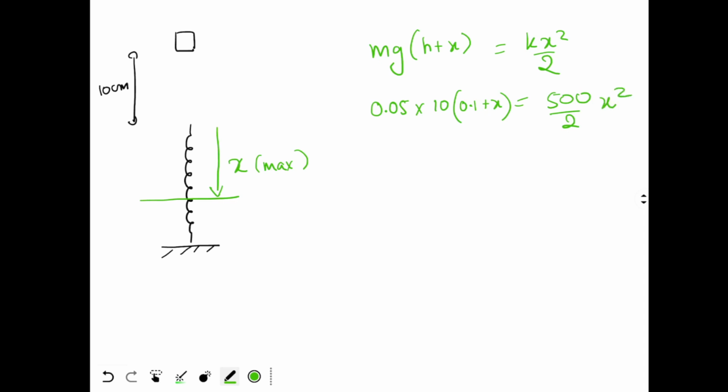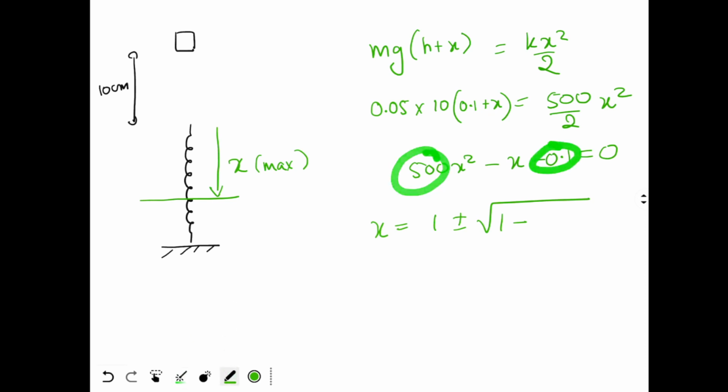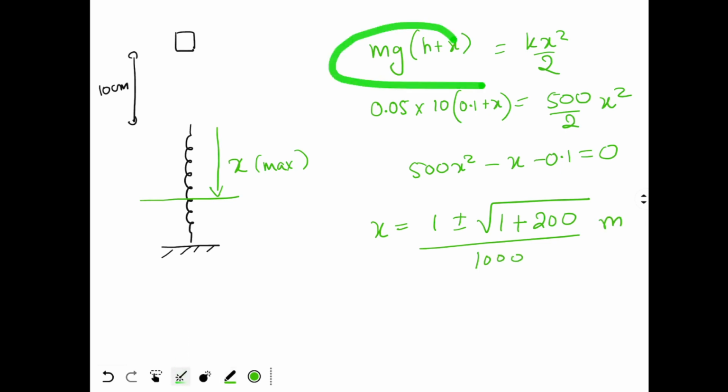So you will get a quadratic equation over here. Okay, I could rearrange this equation to get 500 x square minus x minus 0.1 equal to 0. So when you solve this, you will get x equal to 1 plus minus under root of b square, that is 1 minus 4ac, so 4 into 500 into 0.1, so plus 200, there's a minus sign over here, right, divided by 2a, that is 1000. This will give you the answer in meters, because everything else in this equation is given in meters.